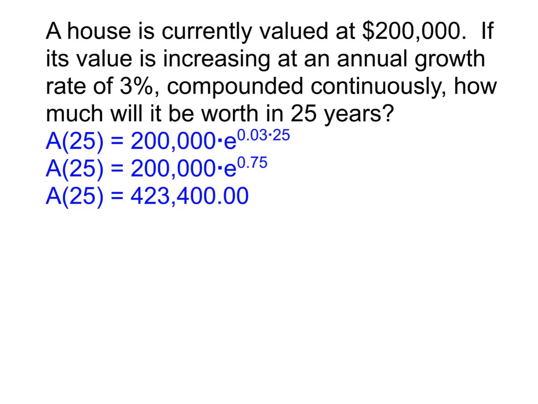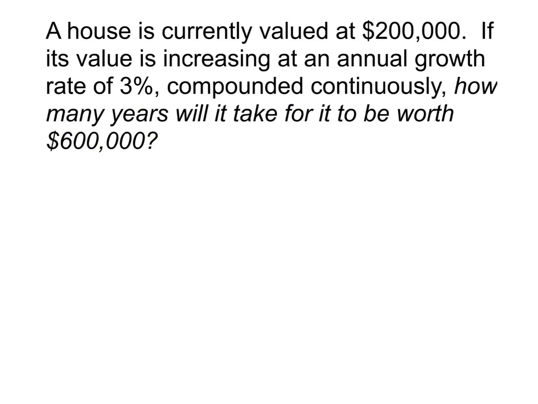All right, so having seen that, that's where it's fairly typical where we plug in for t. We're used to that type. But we've also been doing problems that look like this. Now this problem, very similar, except that what it's asking for is different. I'm still starting with 200,000. The value is still increasing at a growth rate of 3%, and it is still compounding continuously. The difference is that here we're being asked, how many years will it take for it to be worth $600,000?